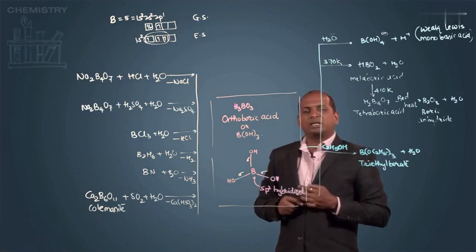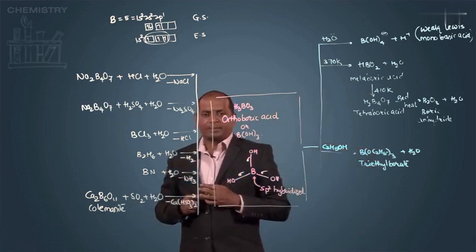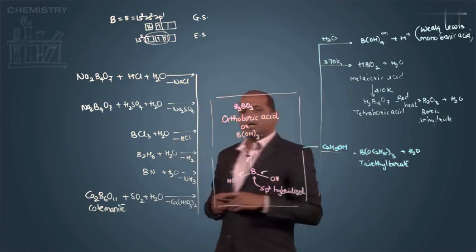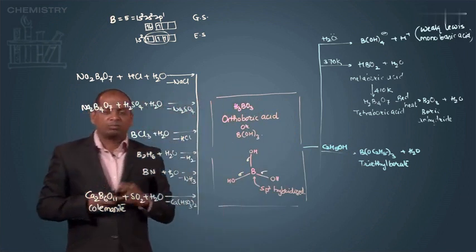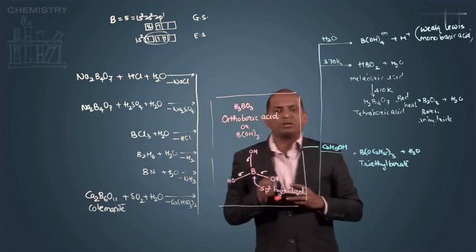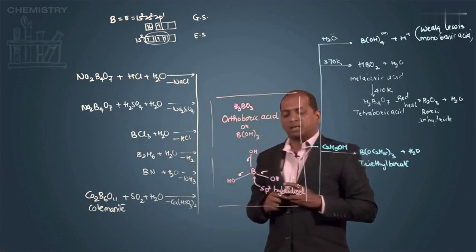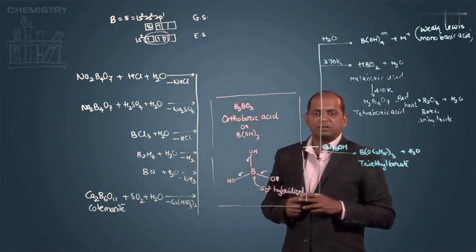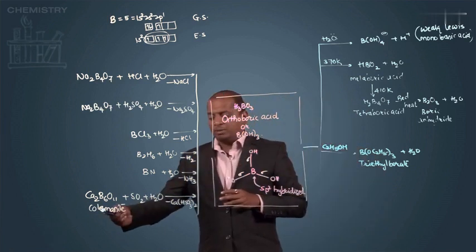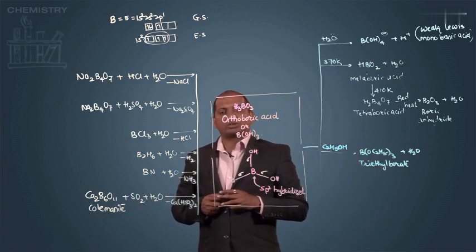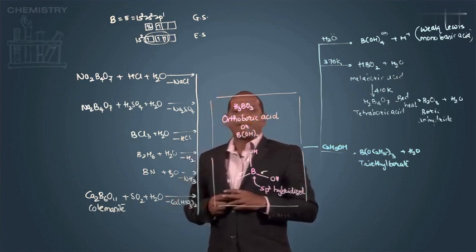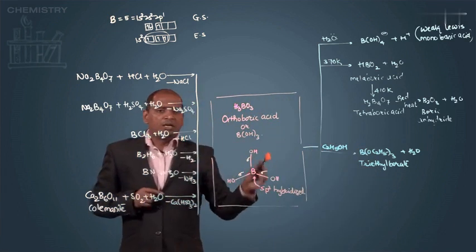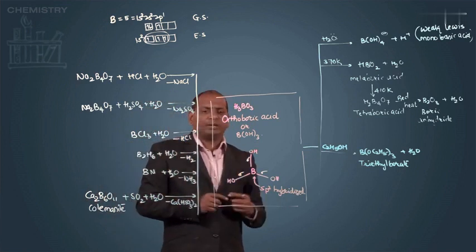Commercially, orthoboric acid is prepared by using the ore colemanite. So colemanite on hydrolysis first gives you orthoboric acid, but there you are also getting calcium hydroxide. Now both are soluble in water. So how will you remove calcium hydroxide? It is removed by passing sulfur dioxide, so that we get calcium hydrogen sulfite, which is insoluble in water. So colemanite is treated with an aqueous solution of sulfur dioxide, so that we get calcium hydrogen sulfite and boric acid. So these are the methods of preparation of boric acid.